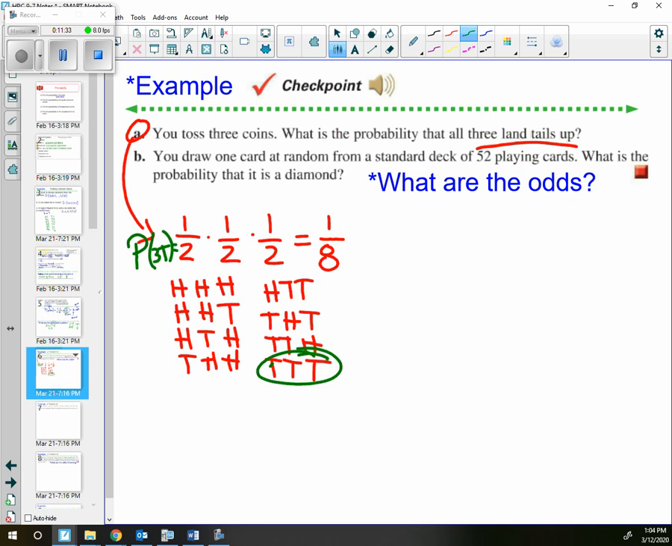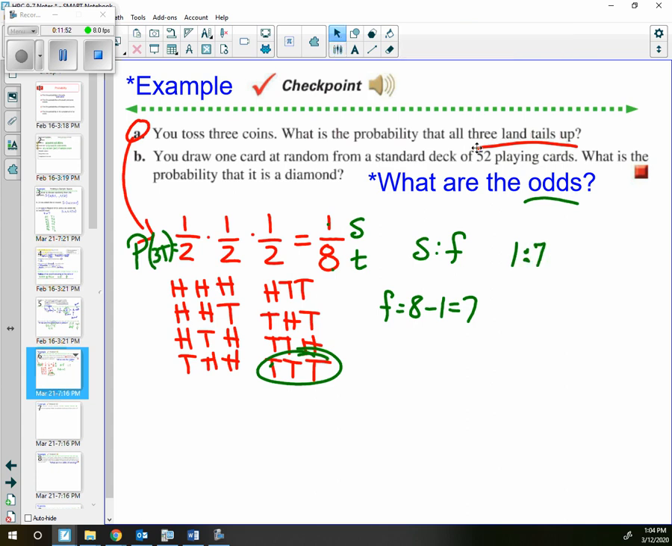What would the odds be then? Well, if this is success to total, the odds would be success, remember, to fails. So if I played 8 times and I only won once, that means my fails would be 8 minus 1 or 7. So this would be a 1 to 7 odds. So we'll always do both so we can talk about both of those.